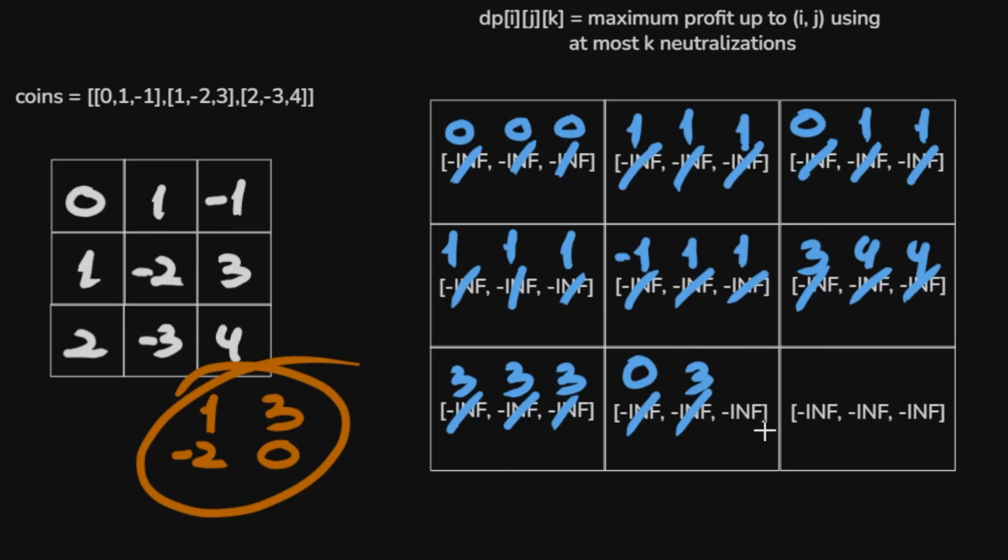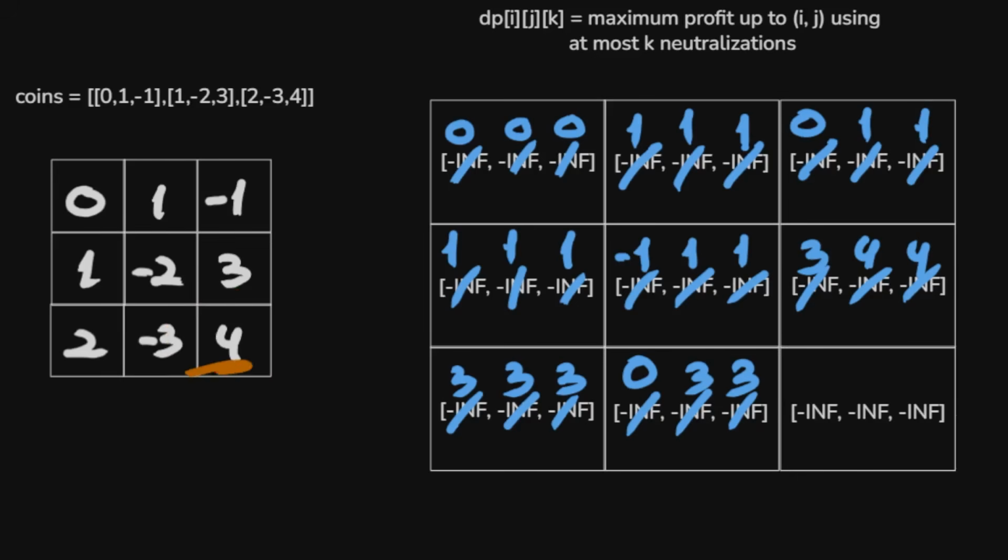The maximum between these four numbers and minus infinity is 3, so this is 3. Now we are here and this is a positive number, so we are not actually using neutralizations. So what if we have 0 available and we come from above? We take the accumulated number plus 4, and 3 plus 4 is 7. And what if we come from left? We take 0 plus 4, which is 4. The maximum between 4 and 7 is 7, which is greater than minus infinity, so this is 7.